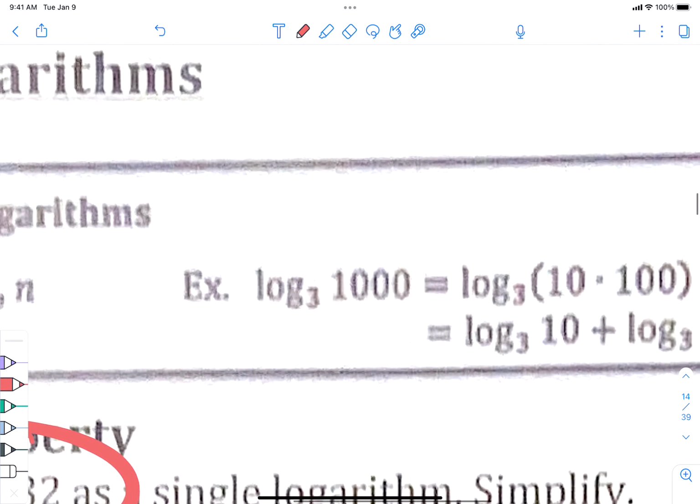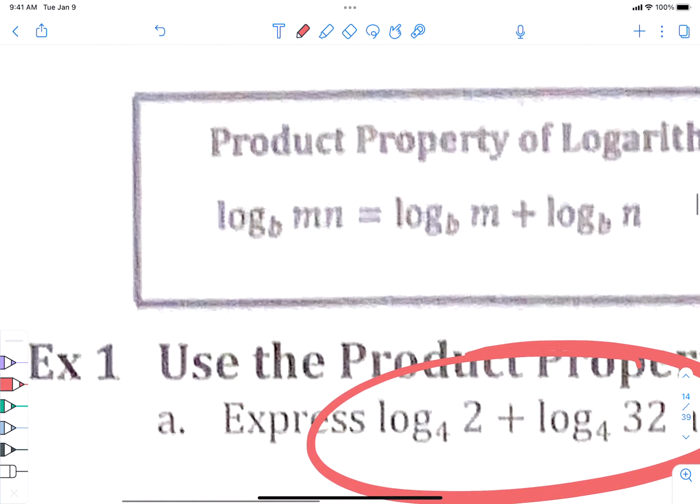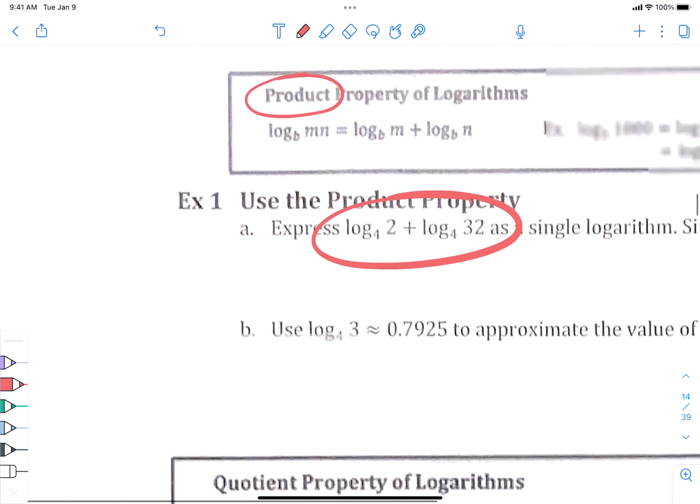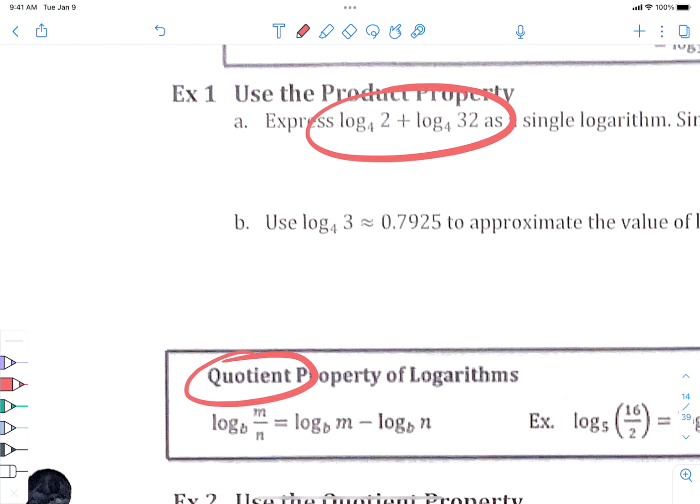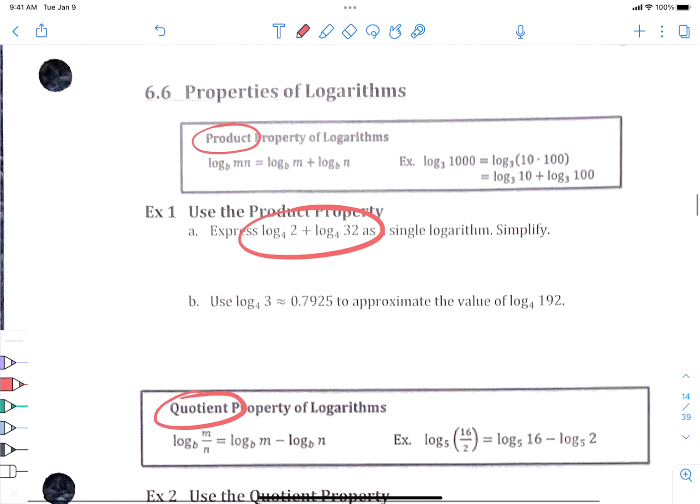Go up to this box. Actually, go over here and circle the word product, okay? Now go down to the next box and circle the word quotient, okay? There are different rules when you're doing a product versus doing a quotient. These are the two that we're going to learn today.